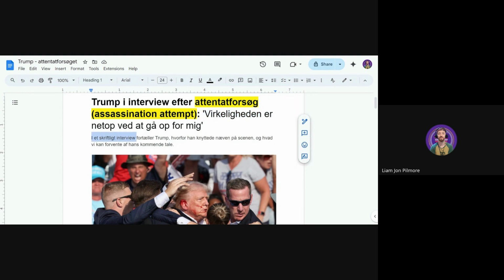I et skriftligt interview fortæller Trump, hvorfor han knyttede næven på scenen, og hvad vi kan forvente af hans kommende tale. So your first mission could be, I want to get a general understanding of what is going on. You don't need to understand every small detail, right? So in a written interview, Trump's talking about why he raised his fist. He had this clenched fist on the stage. And he also is talking about what we can expect from his upcoming speech.